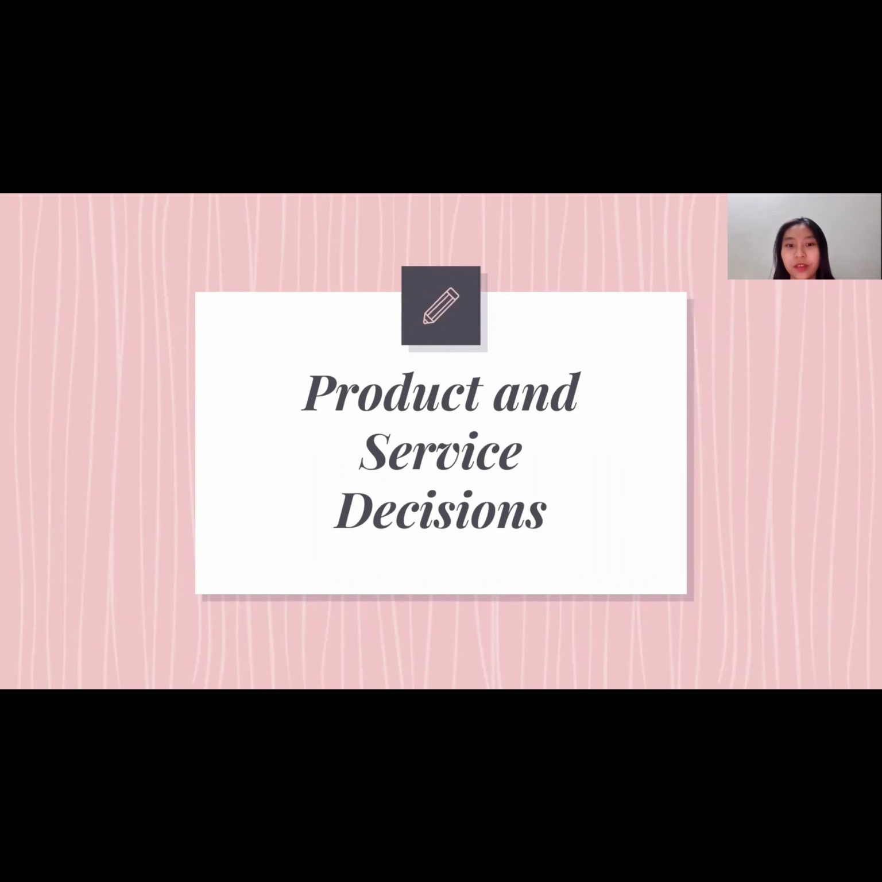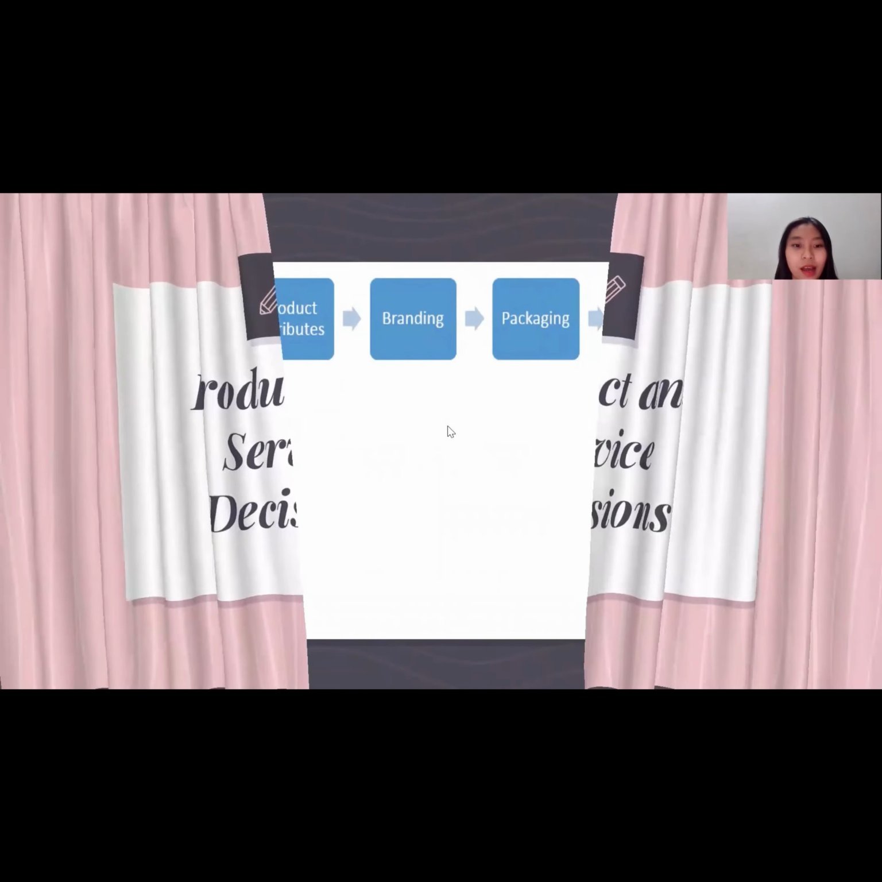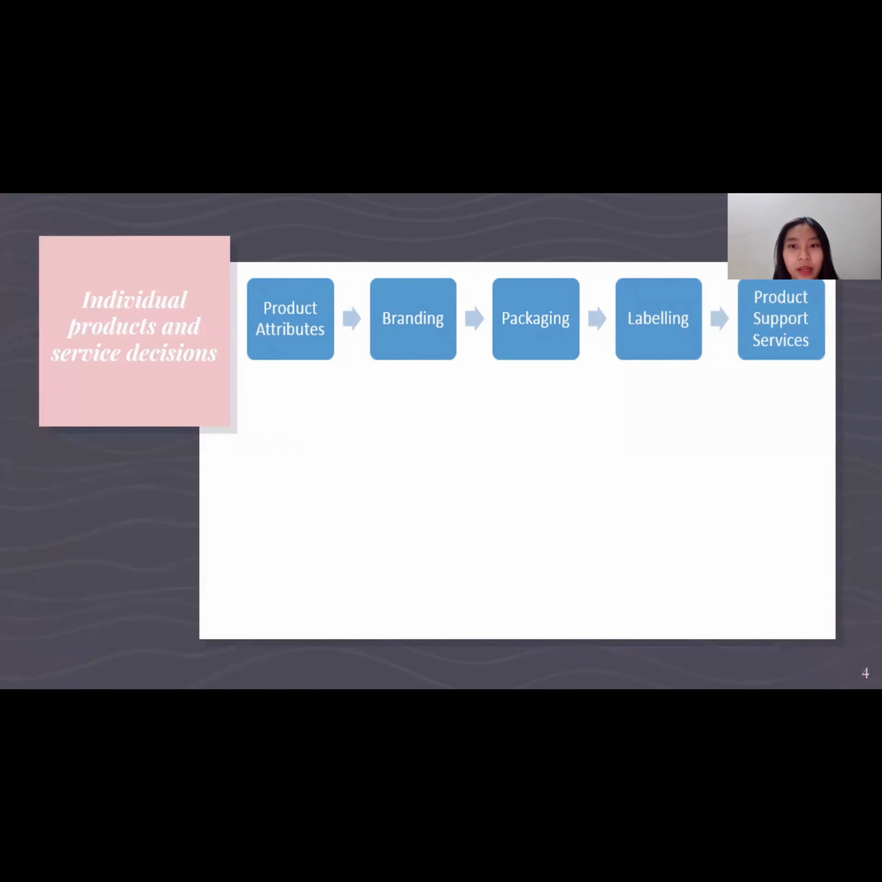Now, after we've understood what a product is, we dig into the specific decisions that companies make when designing and marketing products and services. In more detail, we'll consider three levels of marketing decisions. The first level is individual product and service decisions, and we'll focus on deciding product attributes, branding, packaging, labeling and logos, and product support services.